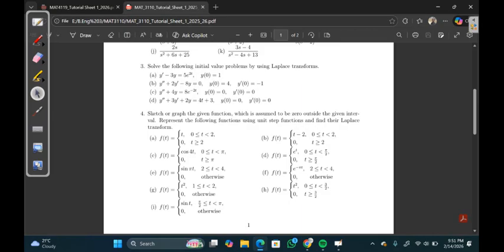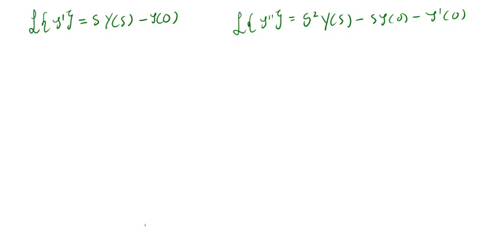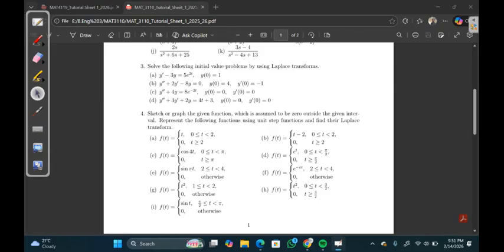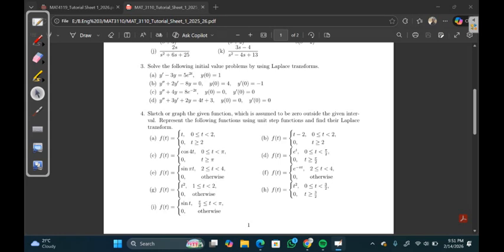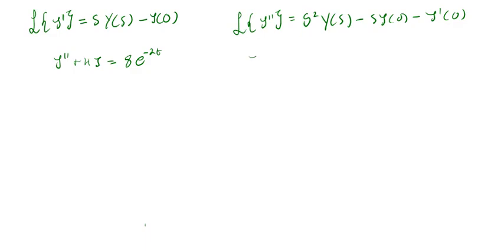So C is y prime prime plus 4y, what do we have here? That is equal to 8e to the minus 2t. 8e to the minus 2t. Okay, so the initial conditions are both 0. So y of 0 is equal to 0, and even y prime of 0 is also equal to 0.